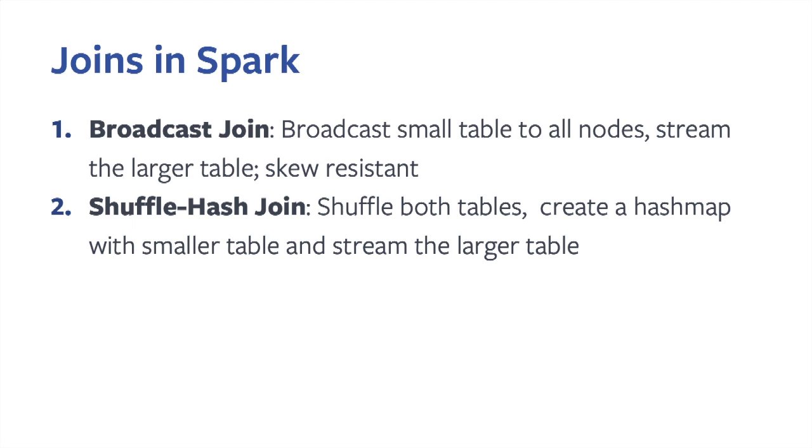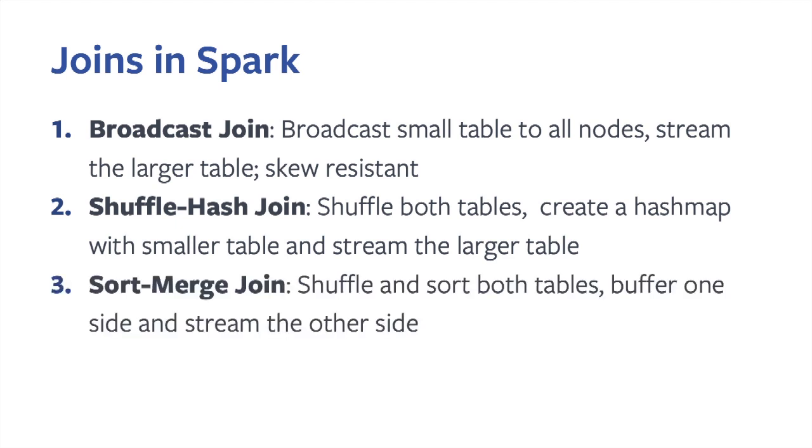Then we have the shuffle hash join, which essentially is a slightly better version of a broadcast hash join. What it does is it can shuffle both the sides, but then it has to create a hash map for a smaller table's partition, and then stream the large table partitions and do a hash map lookup. So it's slower than broadcast joins, but it can handle much bigger tables.